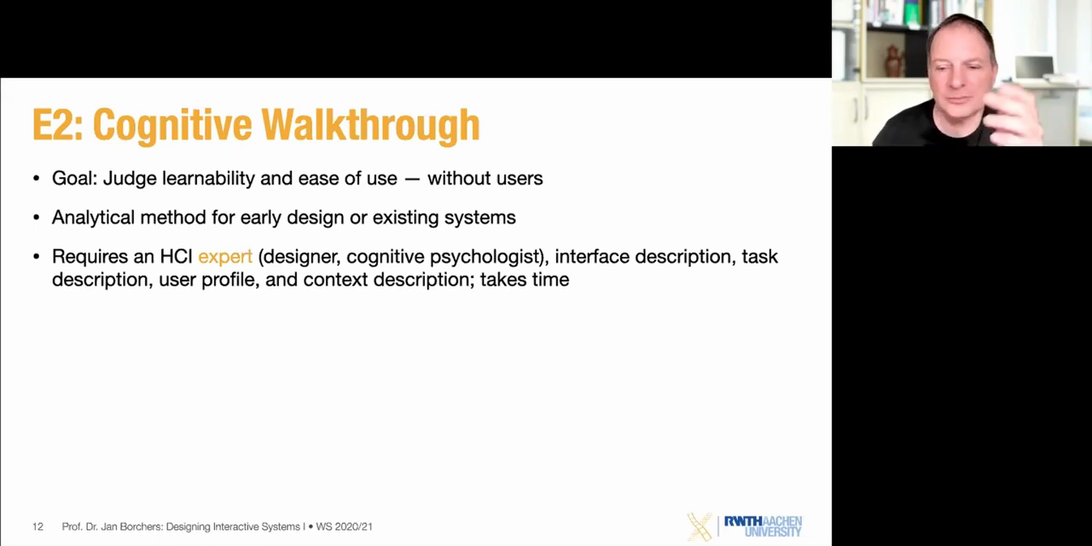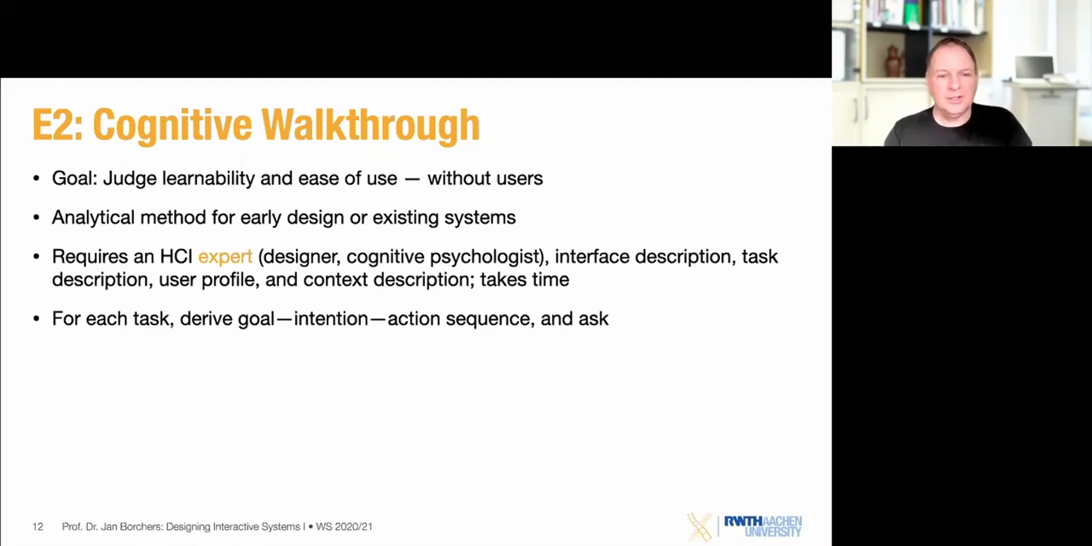Task descriptions means things like, for example, if I'm designing a new emergency cell phone, then placing calls or receiving calls would be typical tasks, or storing numbers or something like this. For each of these tasks, you then go through that Norman model of goal, intention, action sequence that we learned earlier. And it's called cognitive walkthrough because you're walking through the interaction of the possibly non-existing interface in your head, right? You're imagining the user interacting with the system.